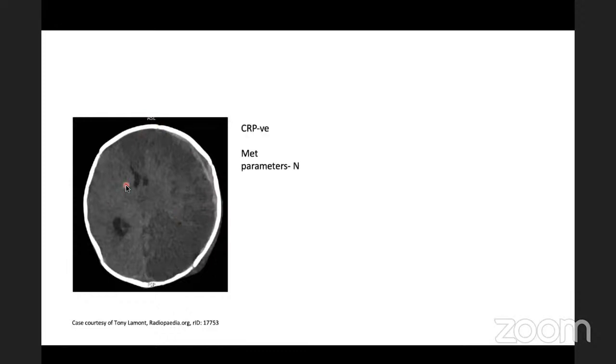As expected, this child had a negative CRP and other infective parameters. The metabolic screen was all normal, but CSF showed frank blood, which was aspirated, and the fundus showed retinal hemorrhages. So this patient is a case of shaken baby syndrome, or non-accidental trauma, as we call it.